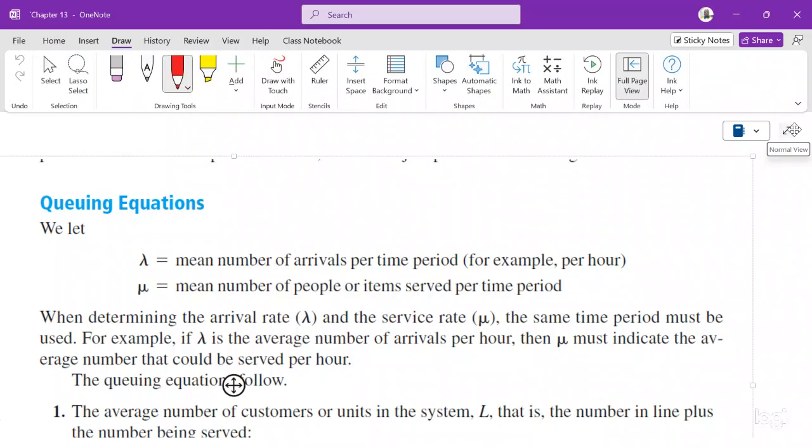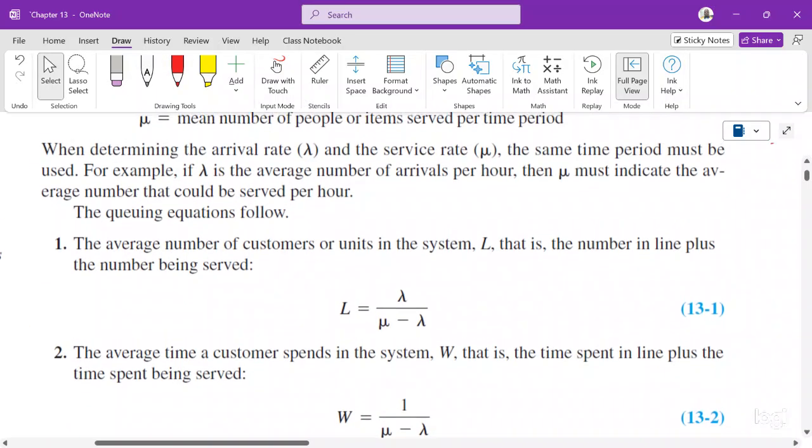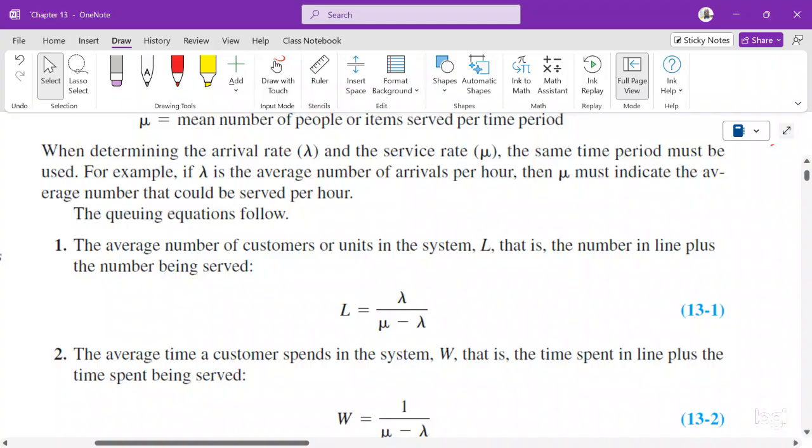If it is the average number of arrivals per hour, then the mean must indicate the average number that could be served per hour. Okay? Therefore, if it's given in minutes, you need to divide by 60 to get the other one to be per hour.